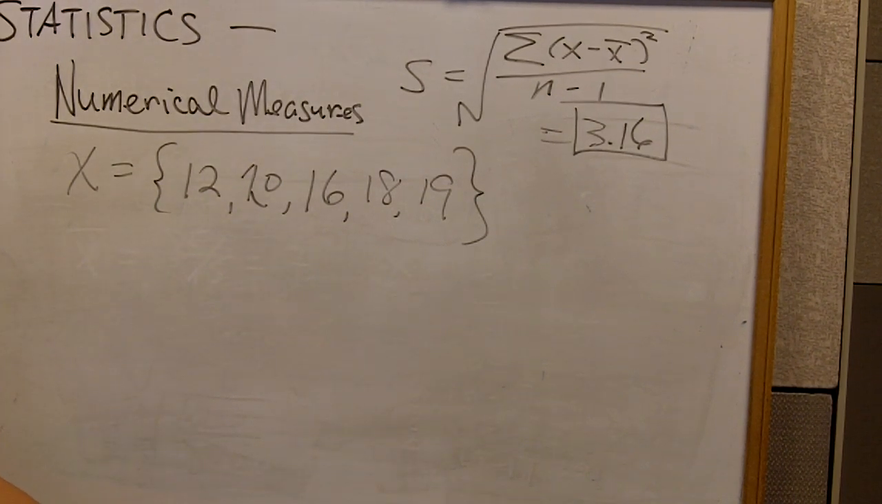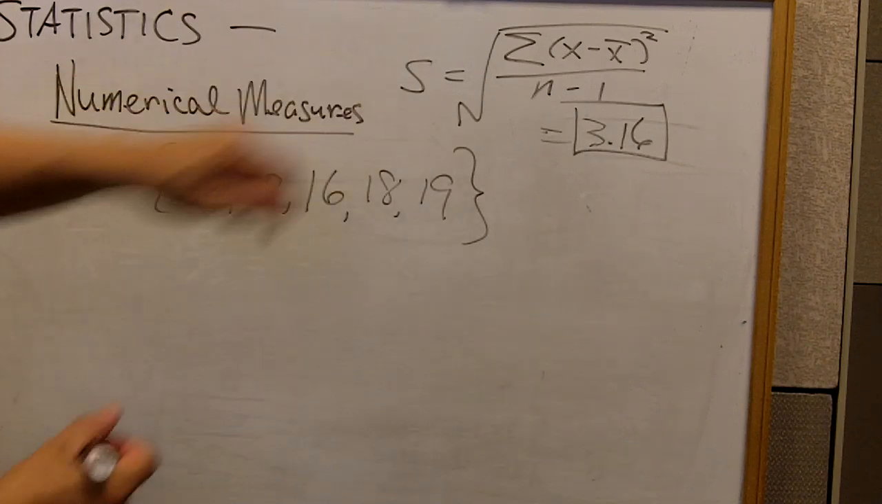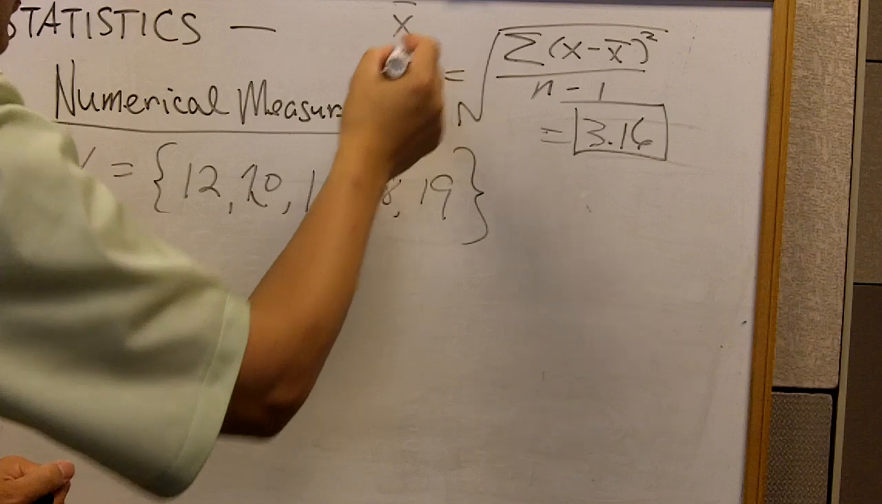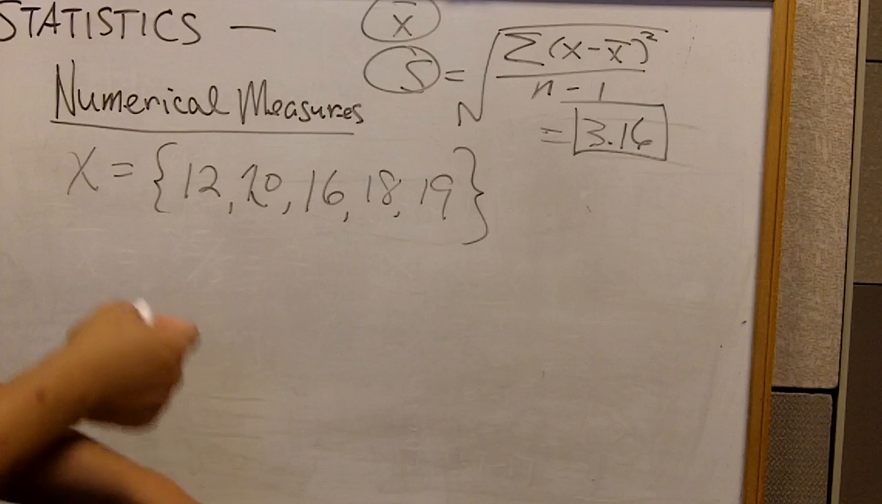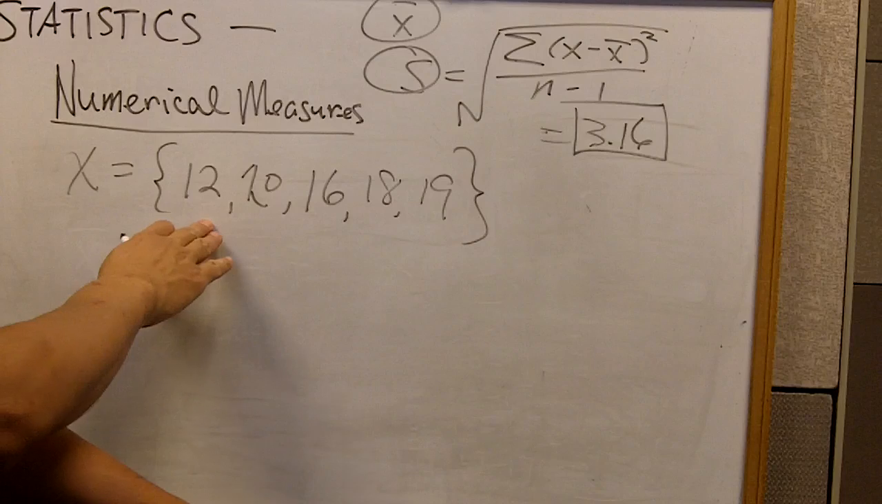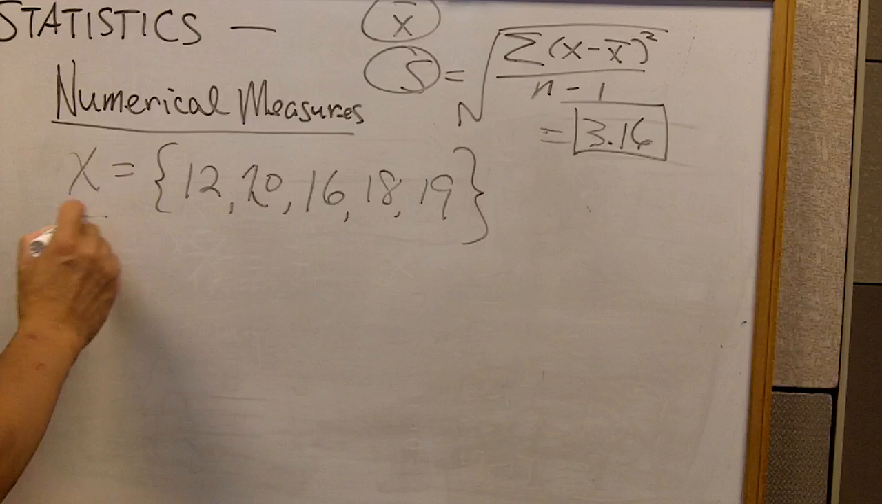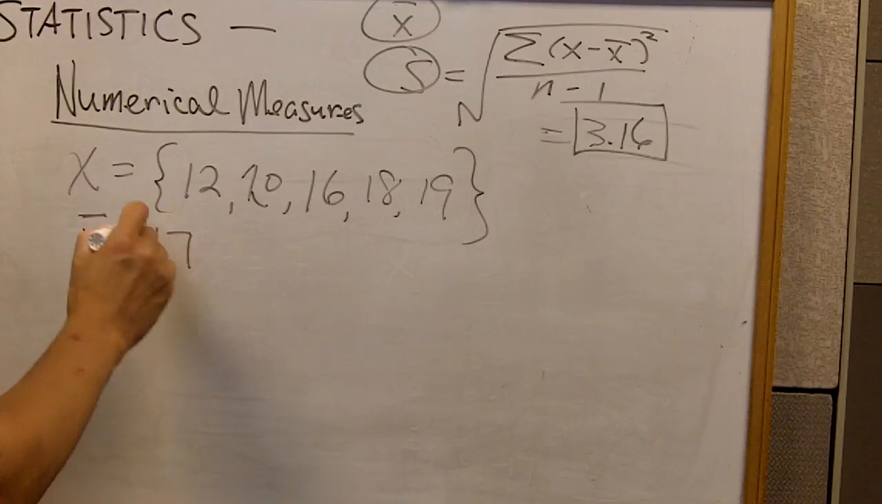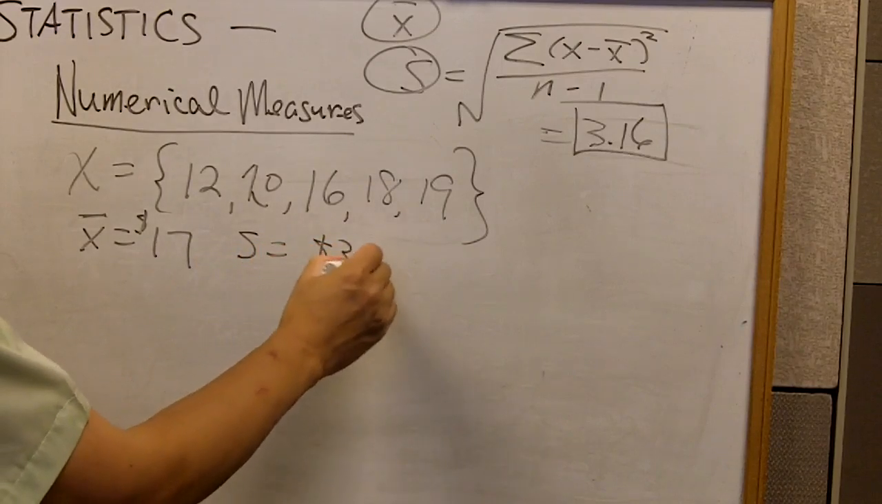Hello, this is Dr. Chen, and we're going to be looking at how to interpret the data using the combination of the mean value and also the standard deviation. So X bar and also the S for sample standard deviation. And going back to the example of hourly wages for 5 employees at the Home Depot, we have $12, $20, $16, $18 and $19. And we determined that the X bar is equal to $17. And then the standard deviation has been found to be $3.16.